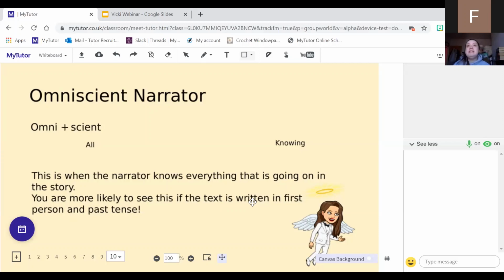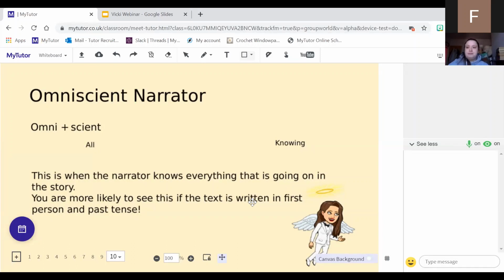And what is useful to know, which helps you in terms of clues in working out whether they are omniscient or not, is that there's probably going to be first person in the text, and it's probably going to be in past tense, because in order to know everything that's going to happen, it's probably going to be reflective in some way.